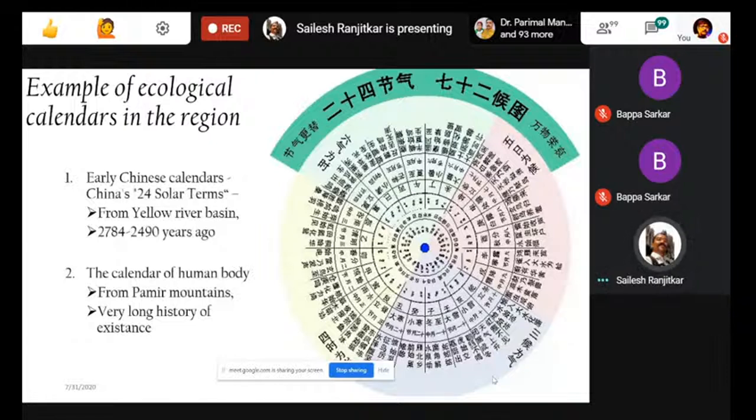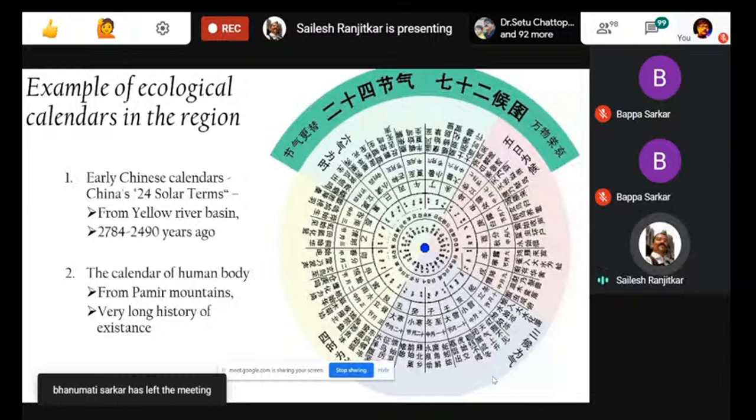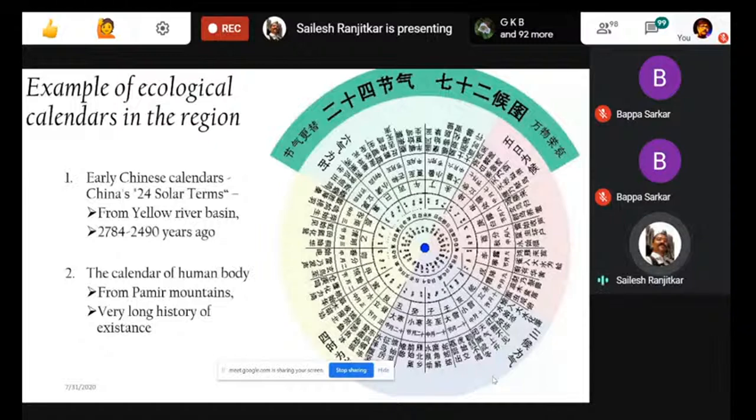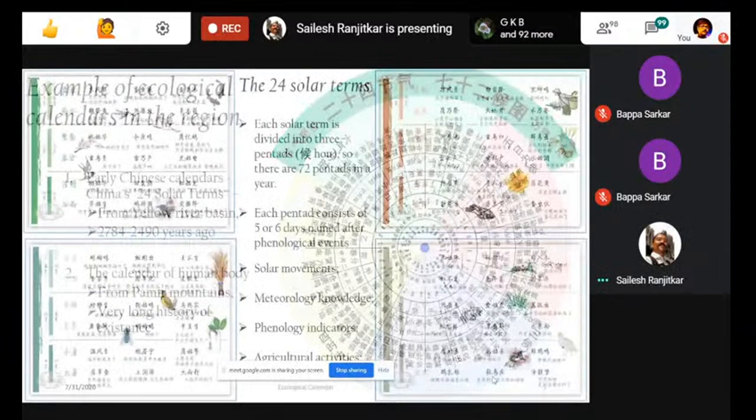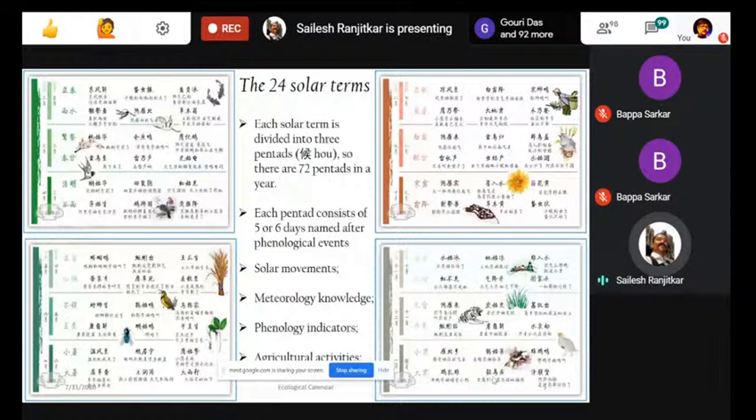Then another one is the calendar of the human body from the Pamir mountains, which is also very, very old, and it has existed for a very long time. So what is in the 24 solar terms?